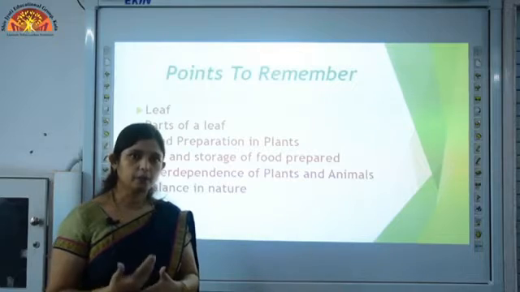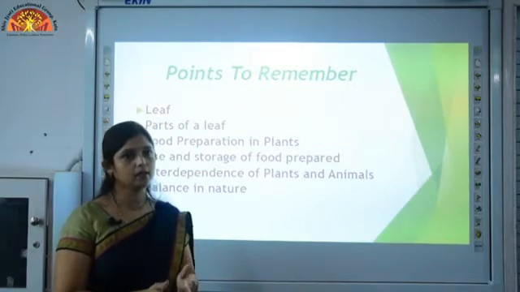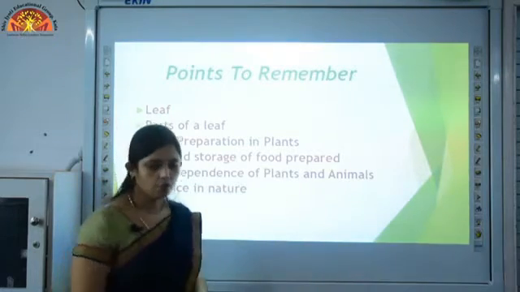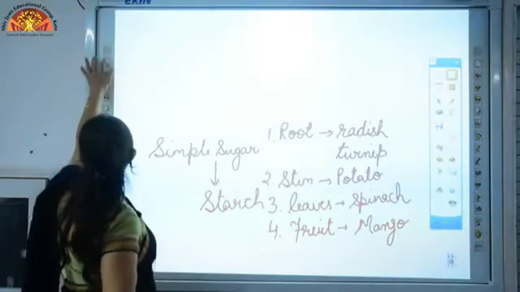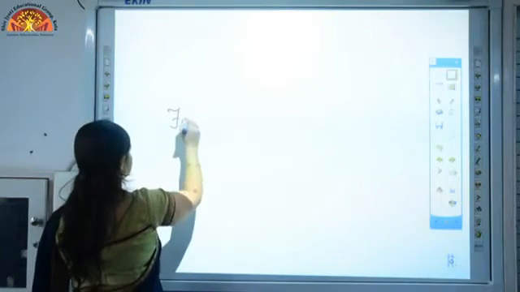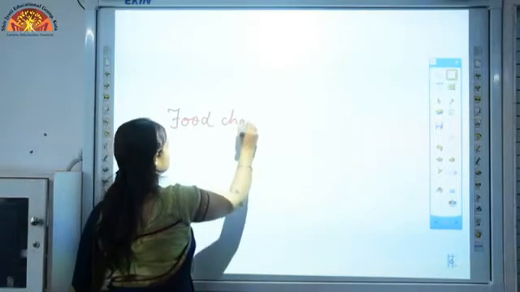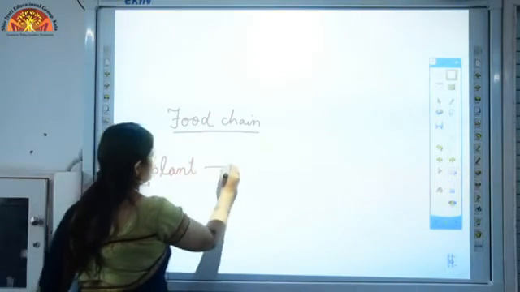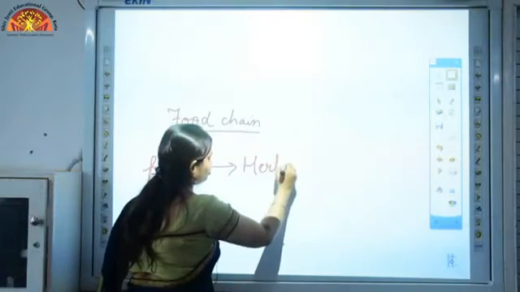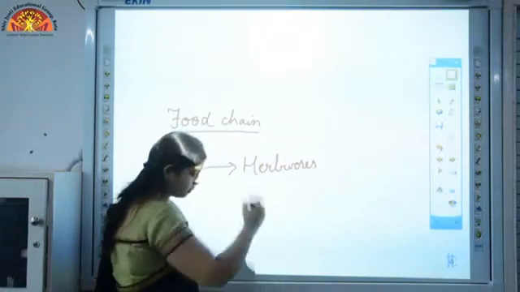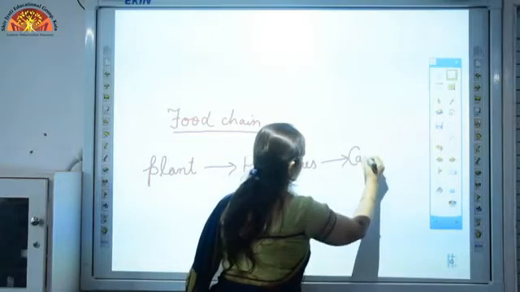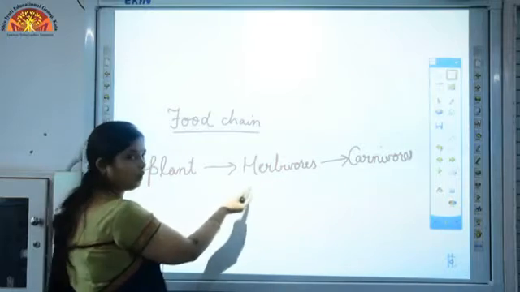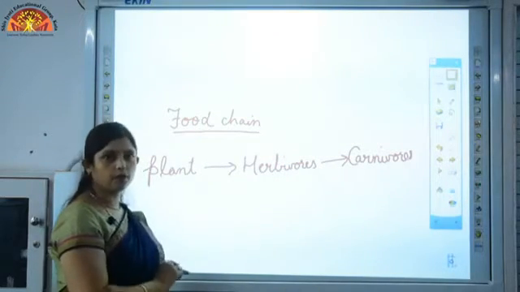First of all, as plants prepare their food, herbivores eat the plants, then carnivores eat herbivores. So there exists a chain in nature which is called a food chain. Now if we talk about the food chain, plants are producing the food, then plants are eaten by herbivores as they are the plant eating animals, and herbivores are eaten by carnivores as they are the flesh eating animals. Now we can see that directly or indirectly all different types of animals are dependent on plants for their food.